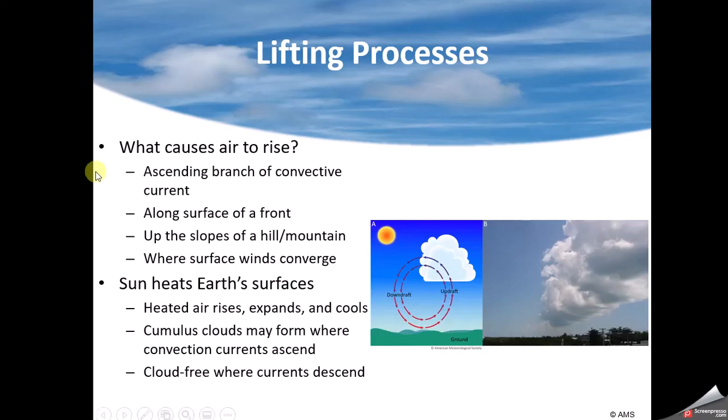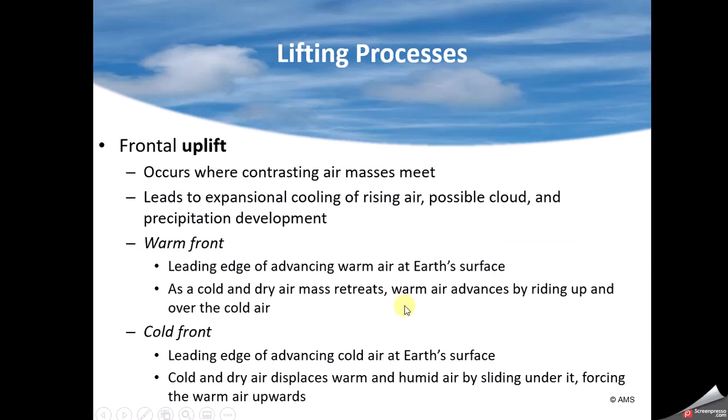There are some lifting processes that occur. We have convection. The sun heats the air, gets unstable, and lifts. You might see this along the shore of Lake Erie in the summertime. You can have fronts. Remember, warm air is lighter than cold air. And when you add moisture into it, it's even lighter.